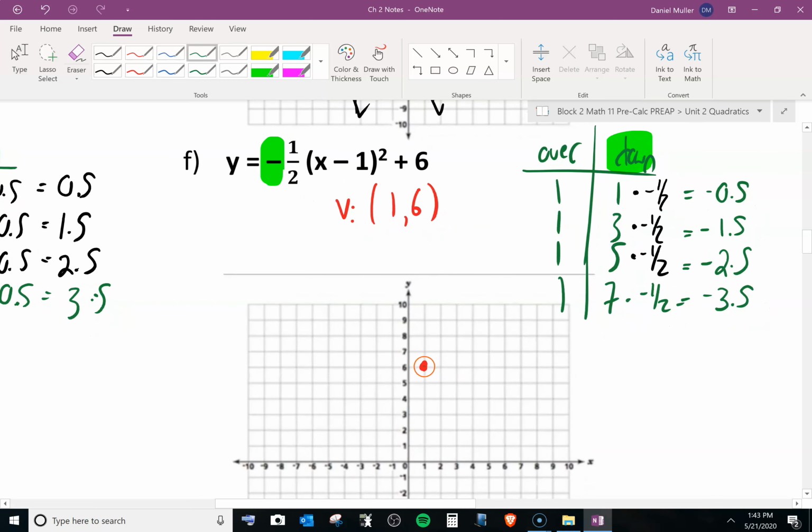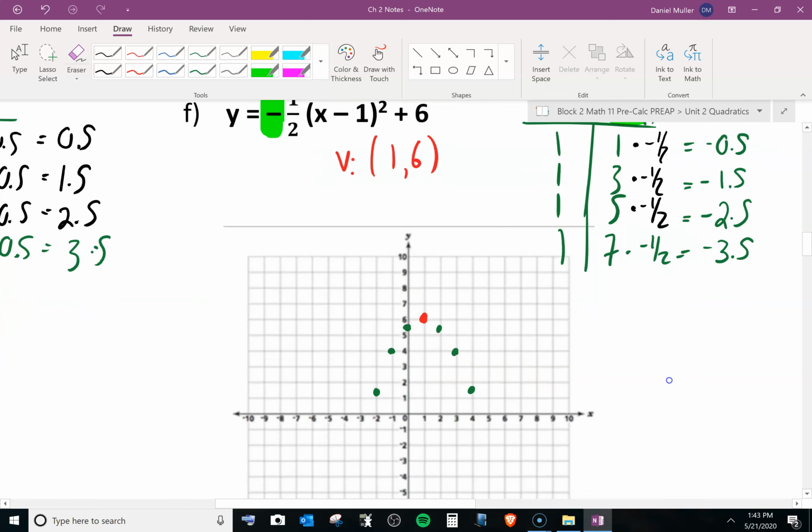So from my vertex, go over 1 and down. So over 1 and down a half on both sides. Then over 1 and down 1.5. So there's my half and there's my 1. For a total distance of 1.5 squares. And then over 1, down 2.5. So 1 full square, 2 full squares, and then a half. Over here, down 1 full square, 2 full squares, and a half.